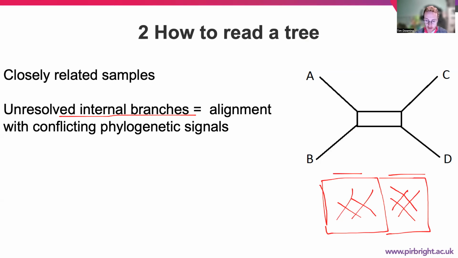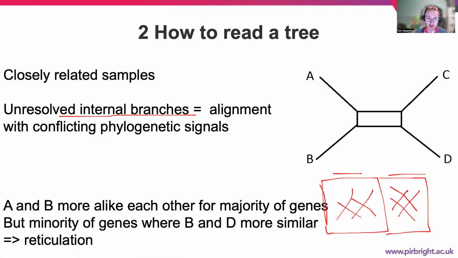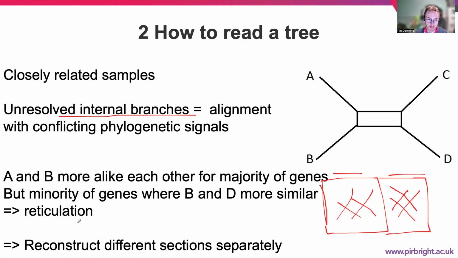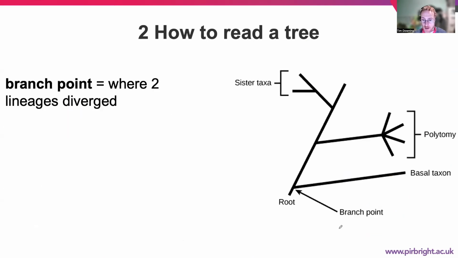And our way of getting around this then is to simply reconstruct those different sections separately. So you might have more than one tree representing a segment of DNA. So more terminology then, we can think about this tree here where we have a root and a branching point. A taxa that's close to the root of the tree is sometimes referred to as a basal taxon. We might have instances where we have two samples that are closely related. They're sister taxa. They share a single common ancestor.